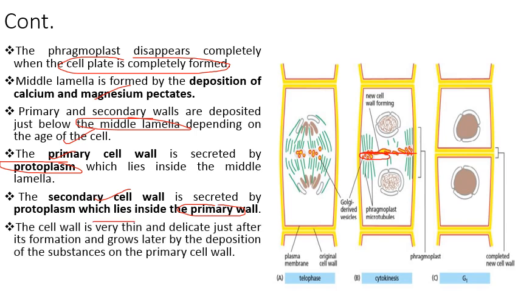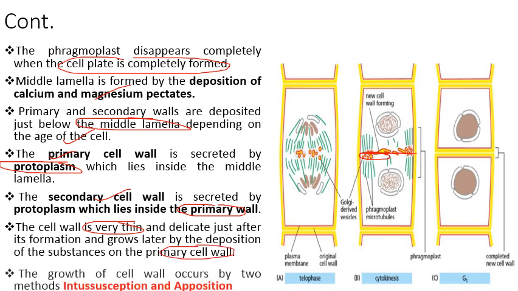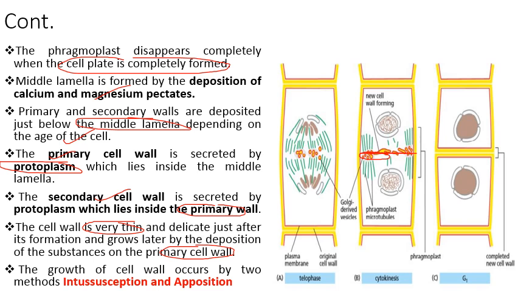The cell wall is very thin, delicate just after this formation and grows later by a deposition of the substances on the primary cell wall. There are two ways of the growth of cell wall. One is intussusception and another is apposition. It is also known as accretion.